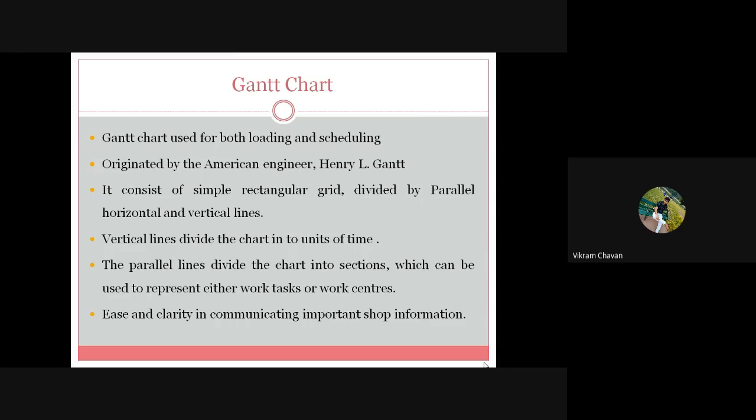And the advantage of this Gantt chart is that it is easy to understand and gives clarity in communication of the important shop information.